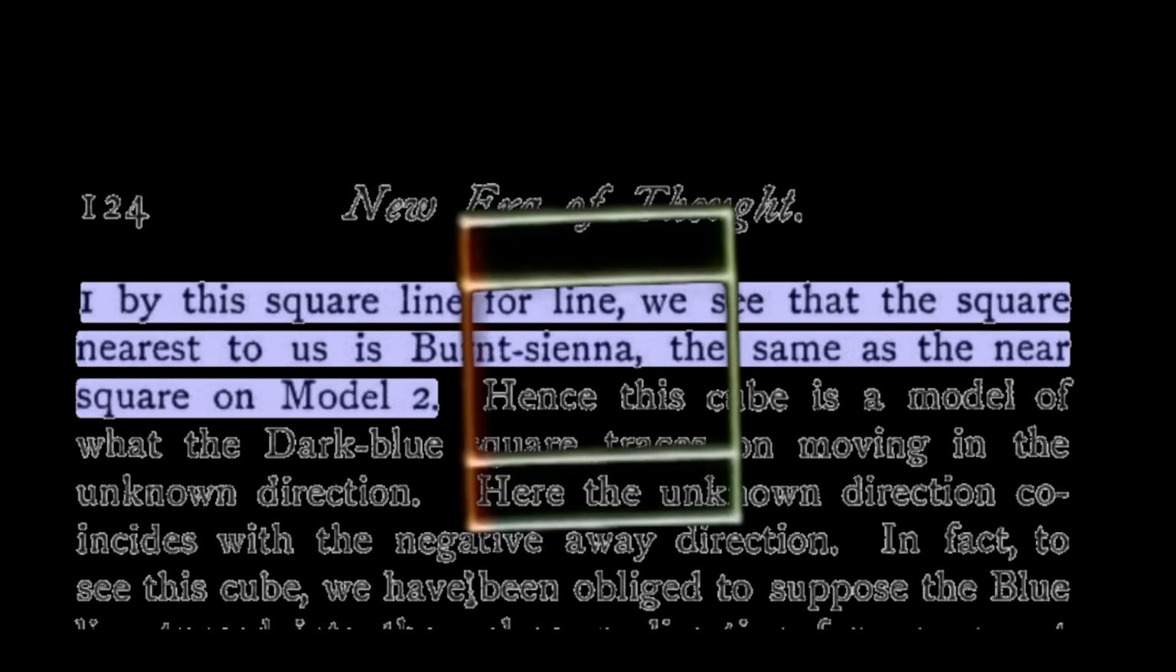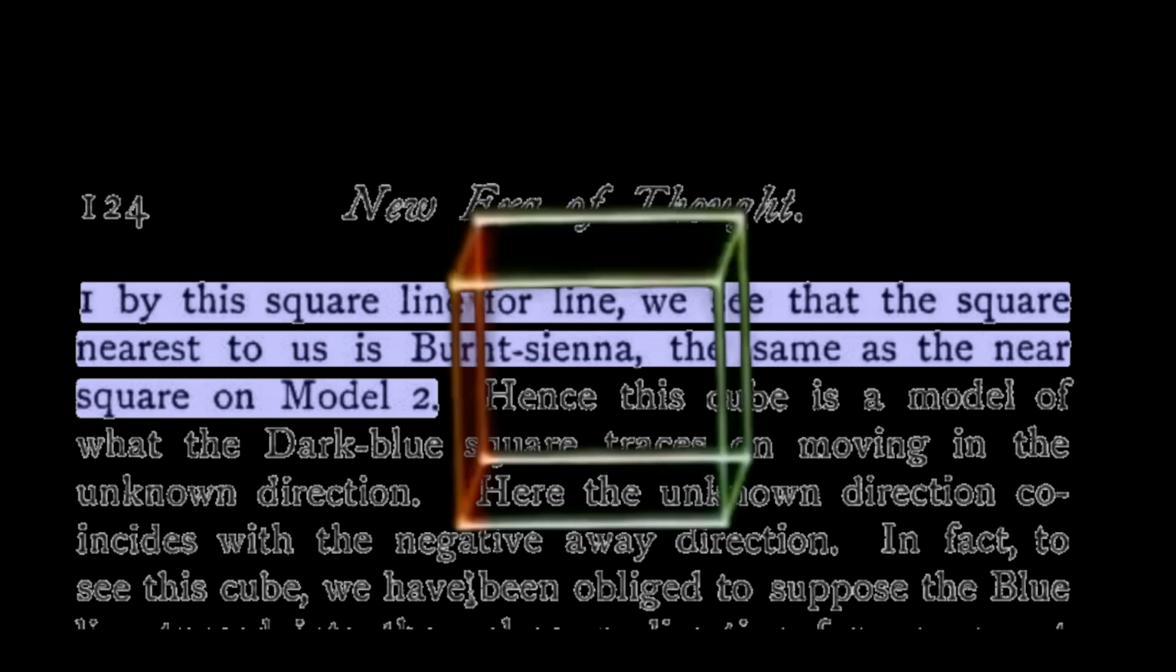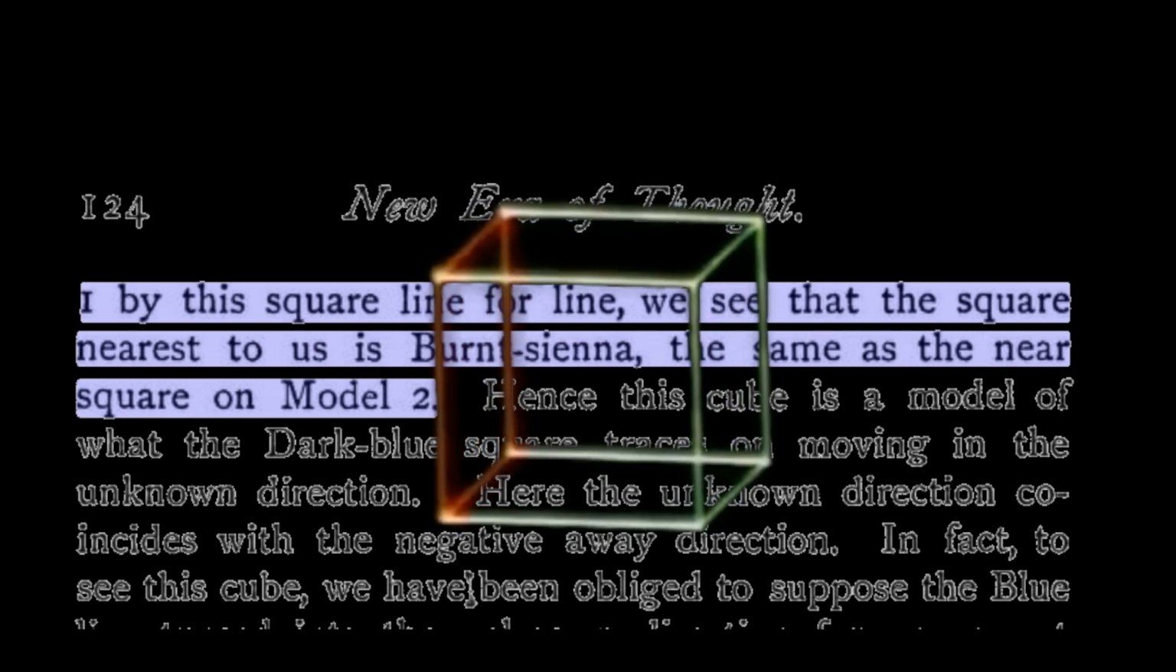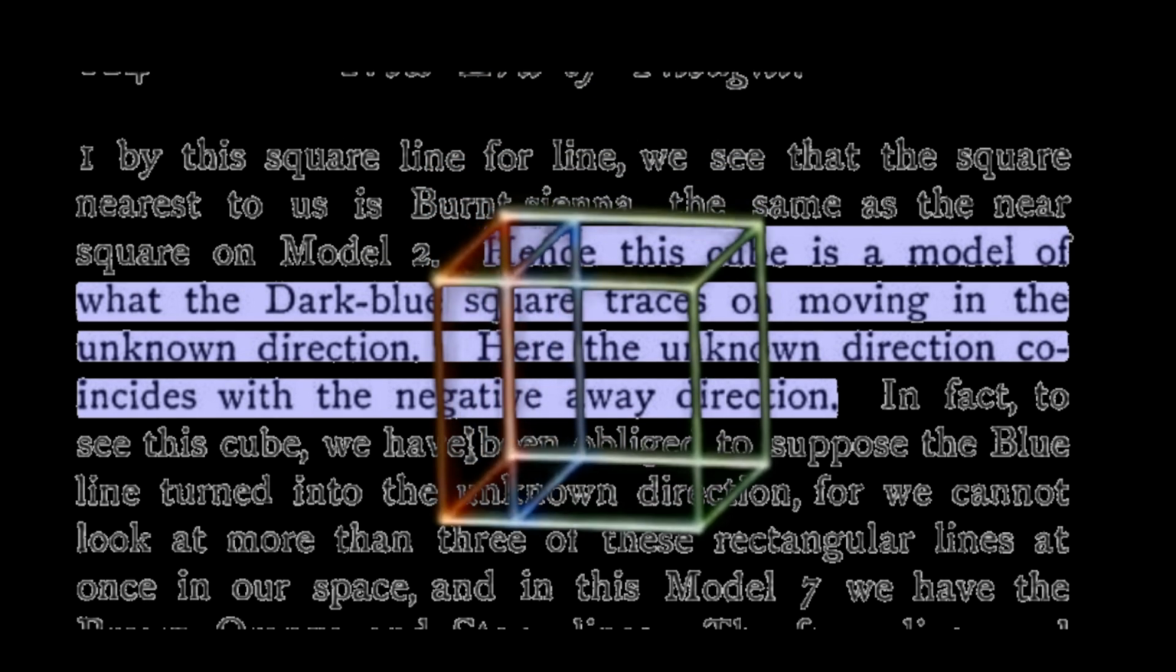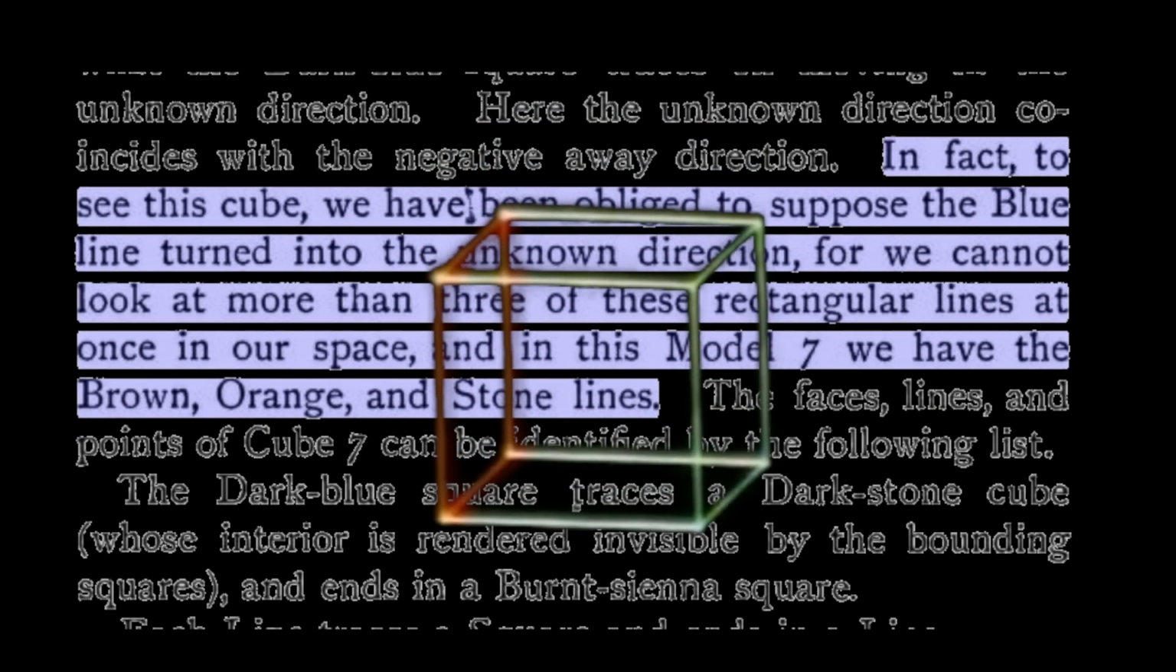Placing it so that it coincides with 1 by this square line for line, we see that the square nearest to us is burnt sienna, the same as the near square on Model 2. Hence this cube is a model of what the dark blue square traces on moving in the unknown direction. Here the unknown direction coincides with the negative away direction. In fact, to see this cube, we have been obliged to suppose the blue line turned into the unknown direction, for we cannot look at more than 3 of these rectangular lines at once in our space.